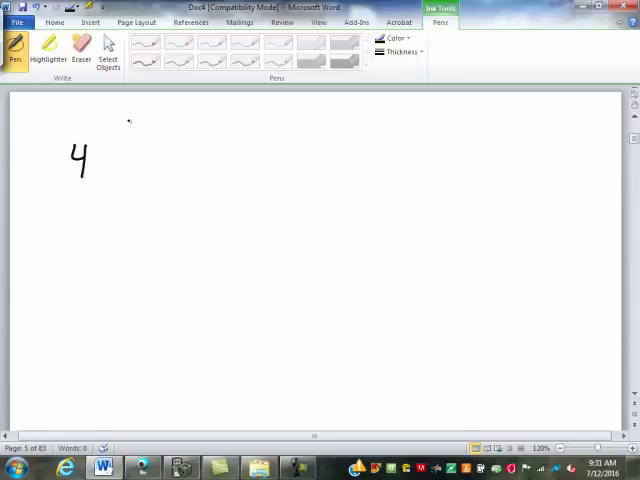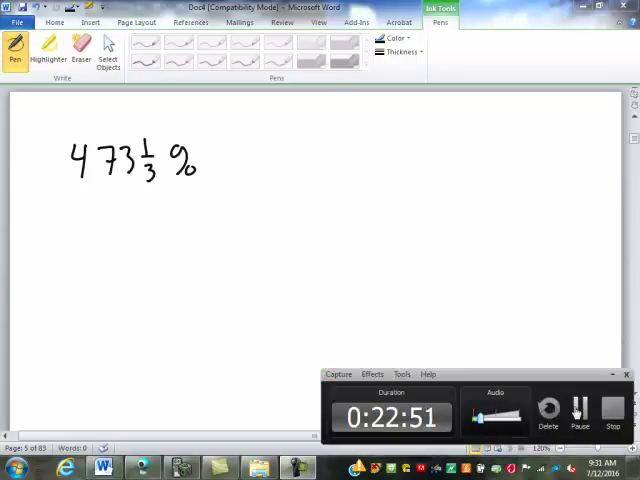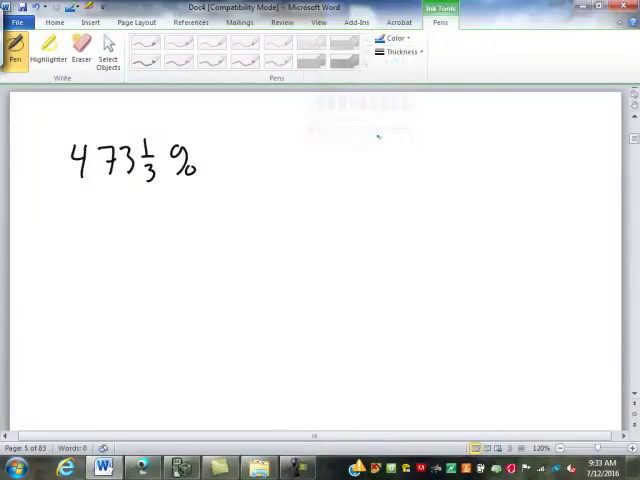473 1/3%. Convert that into a fraction. Just for a review, I'm going to let you try that one in your notes for a minute. So the first thing I would do on this, it's over 100%. So the 4 for the 400 is just going to be a whole number in front of whatever this fraction turns out to be. So the only part I really have to convert is the 73 1/3.